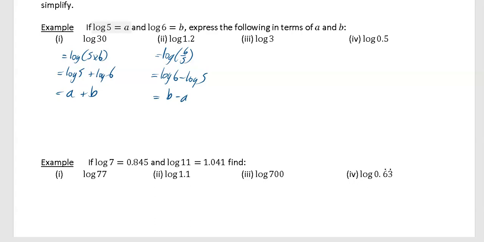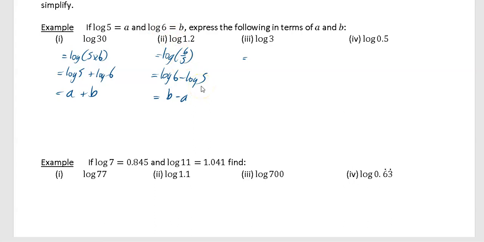Okay, next one is not so easy. Log of 3. Now, we know log 5 is equal to a, we know log 6 is equal to b, but there's no base mentioned here, which implies that the base is actually 10. So we also know that log of 10 to the base 10 is equal to 1. So we can get the number 3 in terms of 3 numbers, 5, 6, and 10. And that would get us to the answer.